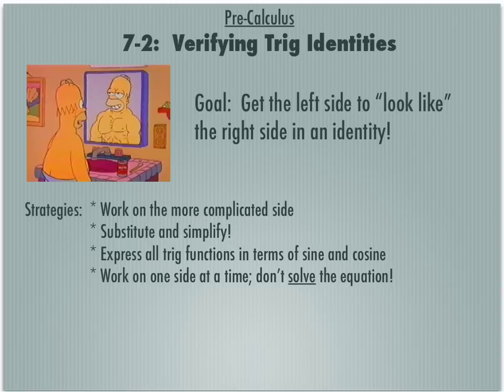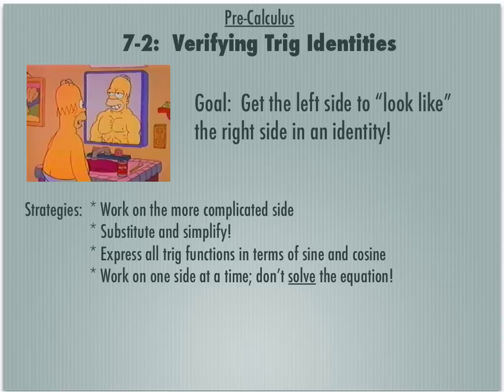So the idea when we verify an identity, again remember an identity is an equation, but it's true for every value of x or every value of theta. So when we verify them, this is akin to our proving of identities. We want to get the left side to look like the right side, so it should be a mirror image of each other. I'm not sure if this is a great example, but basically that's all we're trying to do, is get the left side to look like the right side.